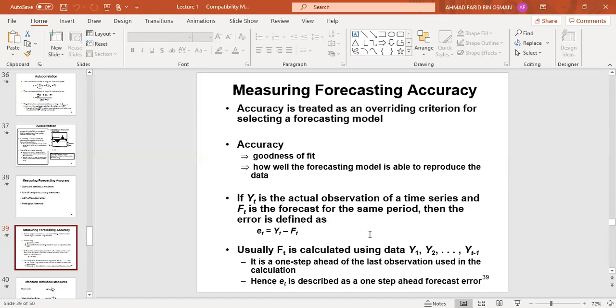Usually Ft is calculated using data Y1, Y2 up to Yt minus 1, and then we produce a forecast for the next one. So we use information from Y1, the first data we have, up to the last data we have, and then we produce a forecast for the next one. It is one step ahead of the last observation used in the calculation. Hence, et is described as the one step ahead forecast error.